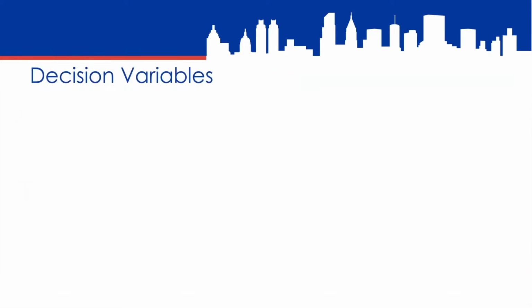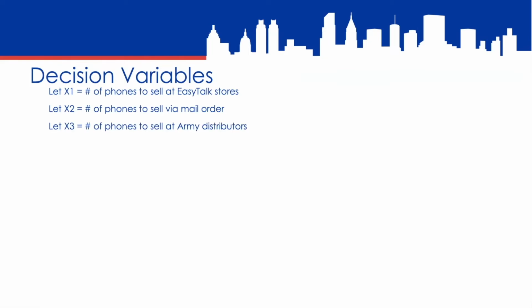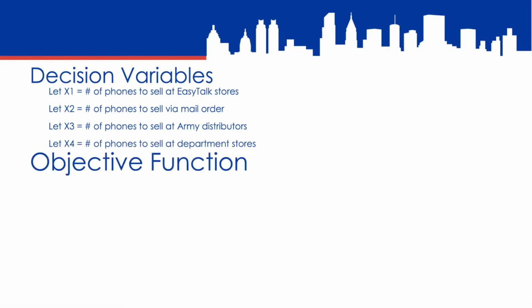Continuing to formulate our problem, for our decision variables, we will write this out. Let X1 equal the number of phones to sell at EasyTalk stores. Let X2 equal the number of phones to sell via mail order. Let X3 equal the number of phones to sell at Army distributors. Let X4 equal the number of phones to sell at department stores. Our objective function remains the same: maximize total profit from phone sales.